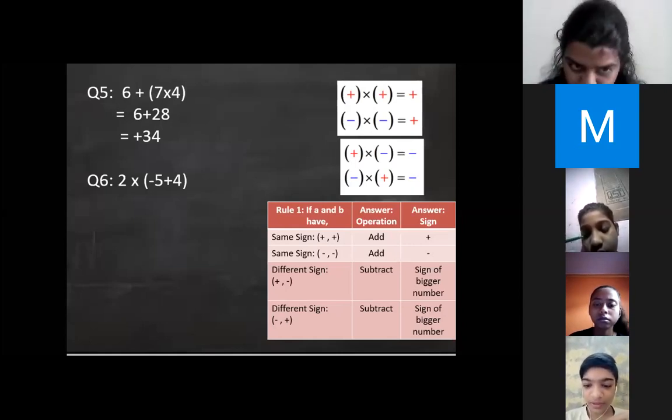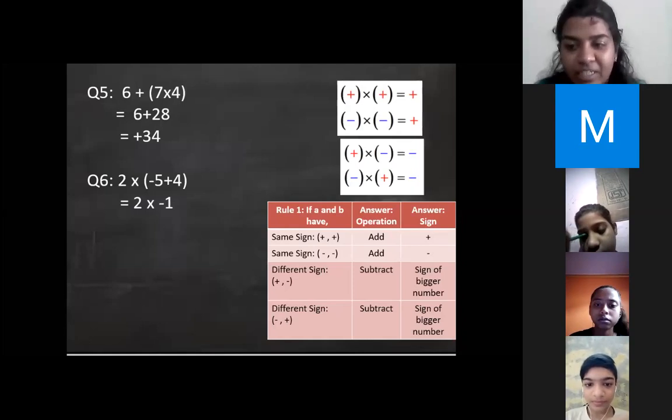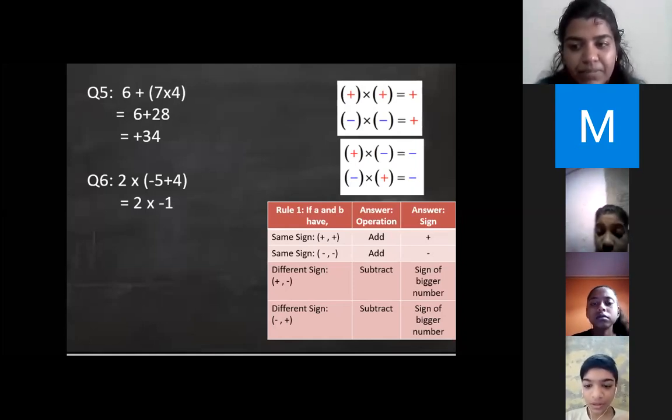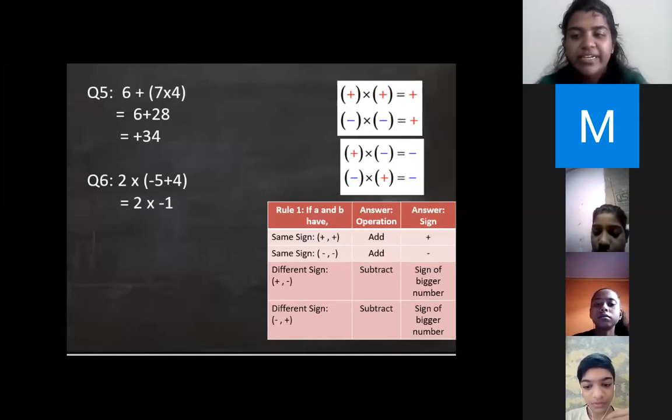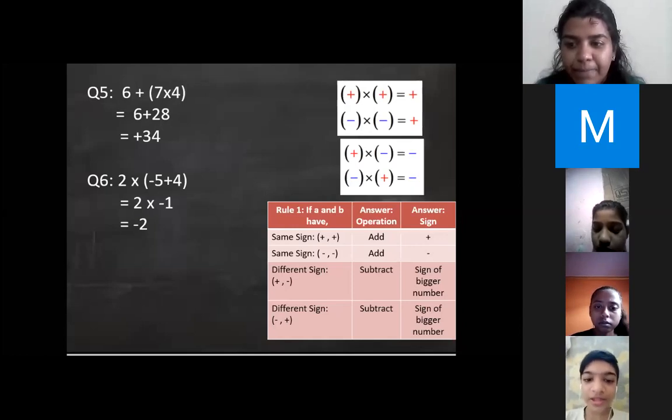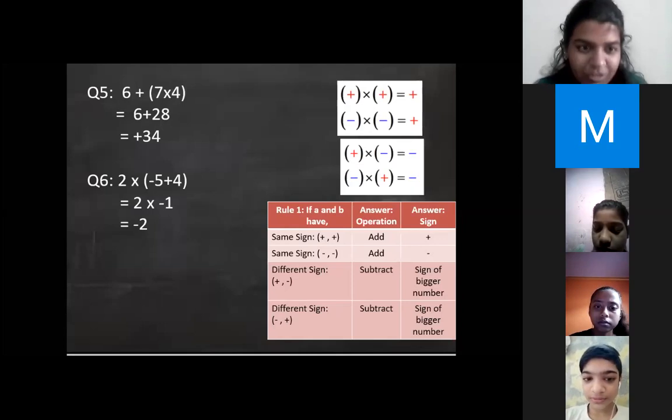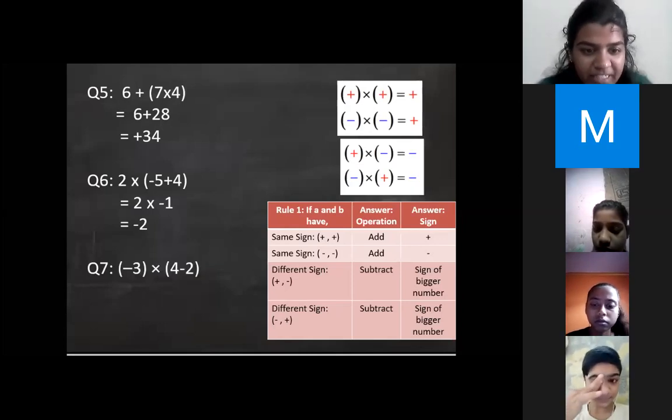Minus 1. Okay, so it is 2 into -1. So how much is that? 2 ones are 2. Positive or negative? Negative. Okay, why did we take negative sign here? Because 2 has plus and 1 has minus. Very good. All right, great. Shivani, you can take this one.